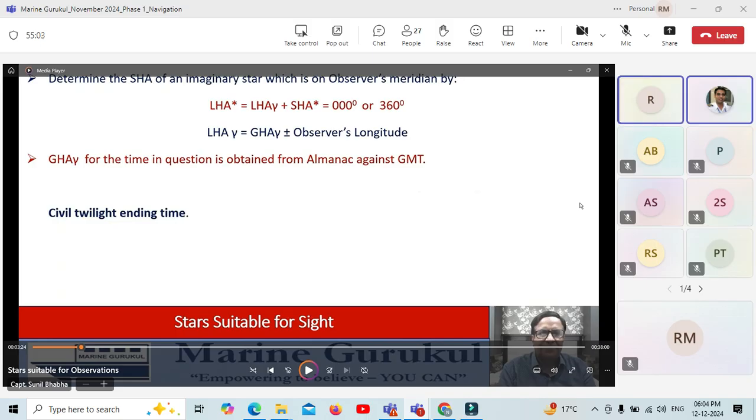Sir, in the first equation, it is equal to 360 degrees only, no, sir? Zero will not come, right? Beta, 0 and 360 are interchangeable. You can keep it equal to 0 or you can keep it equal to 360. Both will give you the same answer. Okay, sir. Okay, great.